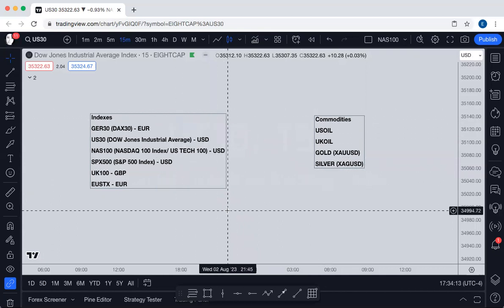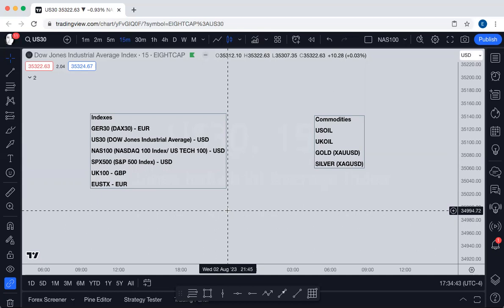Over here on the left-hand side, we're going to talk a little bit about indexes. So they do have to do with stocks, but does that mean you're buying the stock and then selling the stock off? No, that is not what that means. You're basically trading what they call a derivative, right? A broker will keep track of the price of that stock and you will buy or sell depending on the market condition. So you have GER 30, which is also known as GER 40 now, I believe, which is DAX 30 or DAX 40.